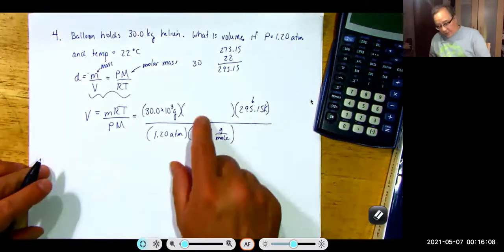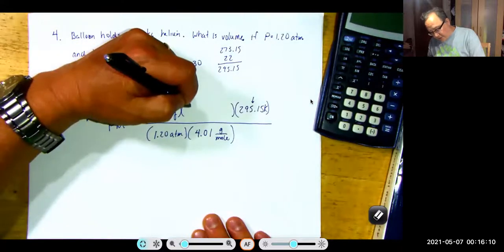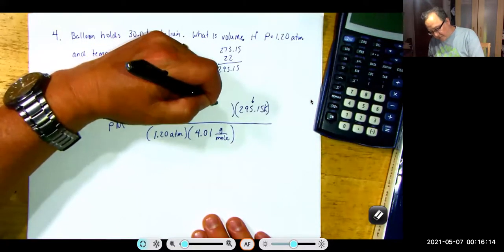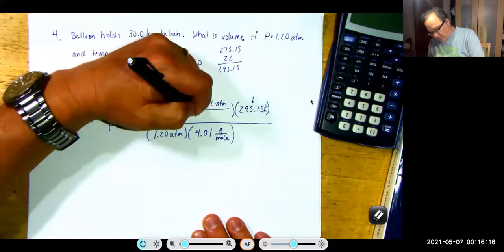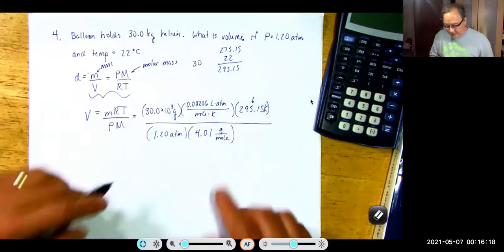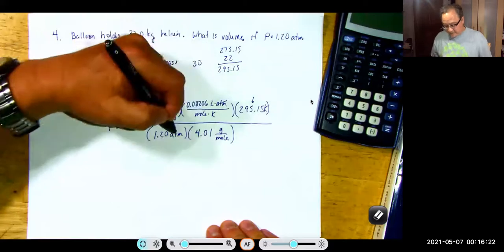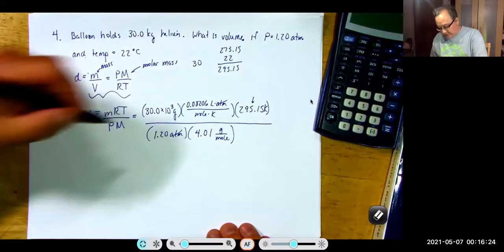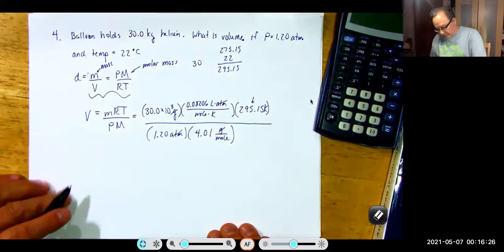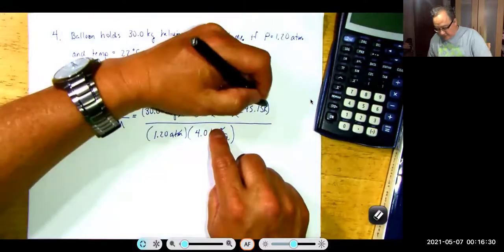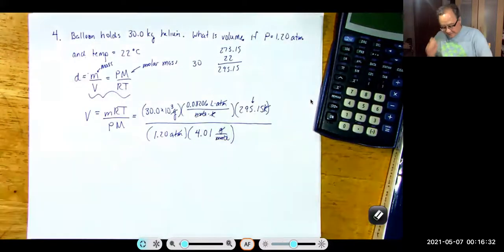So which R do we want to use? We want to use the 0.08206 liters atmospheres per mole per K, because this is the R with atmospheres, and we want the atmospheres to cancel. Now the grams will also cancel. The moles will cancel. The Ks will cancel. And we're left with liters.